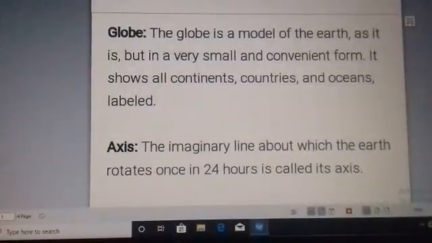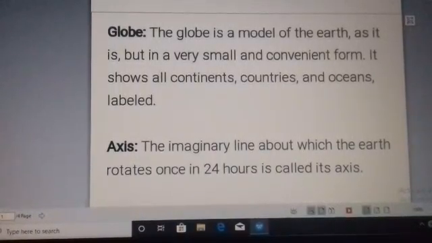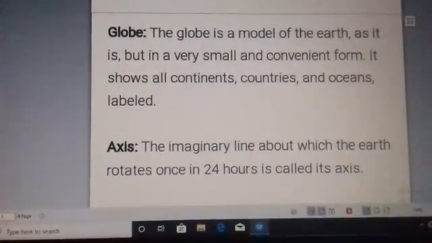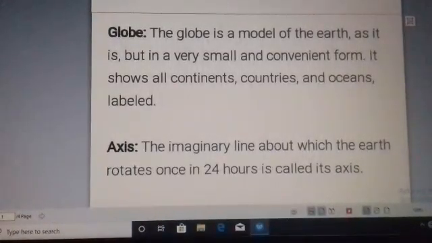Students, today we'll study the major key terms of Chapter 2, that is globe, latitudes and longitudes. First term is globe. The globe is a model of the earth as it is, but in a very small and convenient form. We learned that globe is the true model of the earth, but in a small and convenient form which we can use for our study purpose.